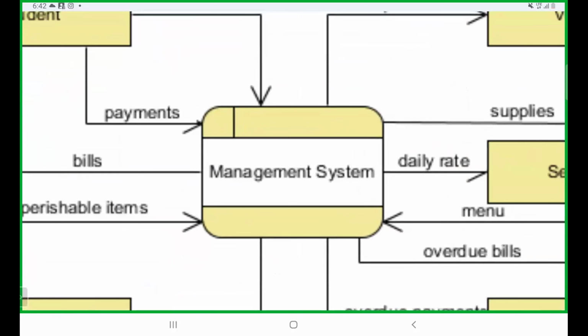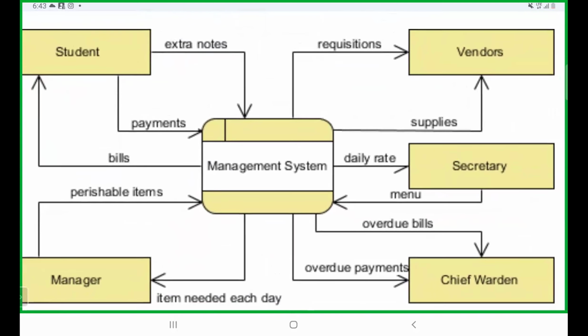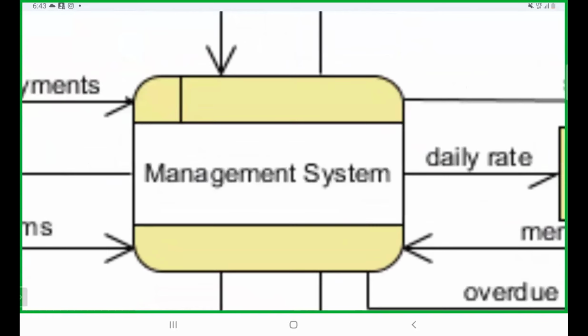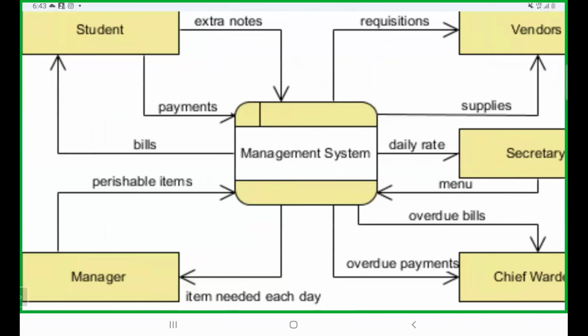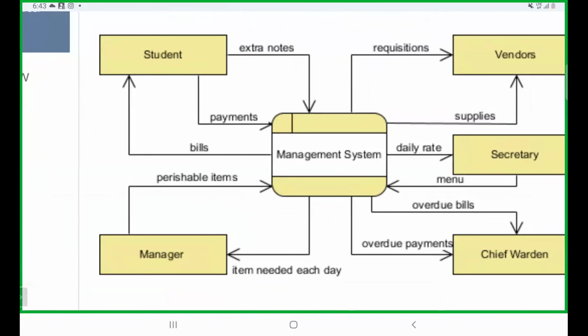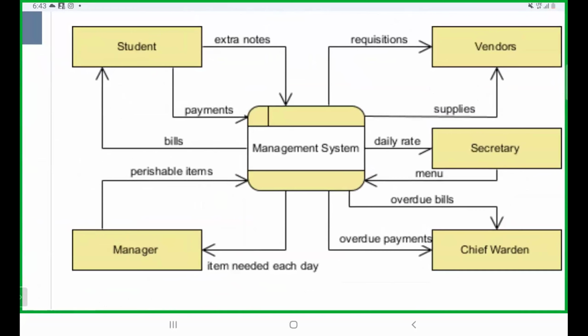And again, I need to tell you, don't worry about the component mode. We know how to draw it. But anyway, they have used rectangles to represent external entities, student and vendors, and this is the entire management system, and you can see the data flow also. I'm doing my lesson in reverse order. So here you can see this context level 0.